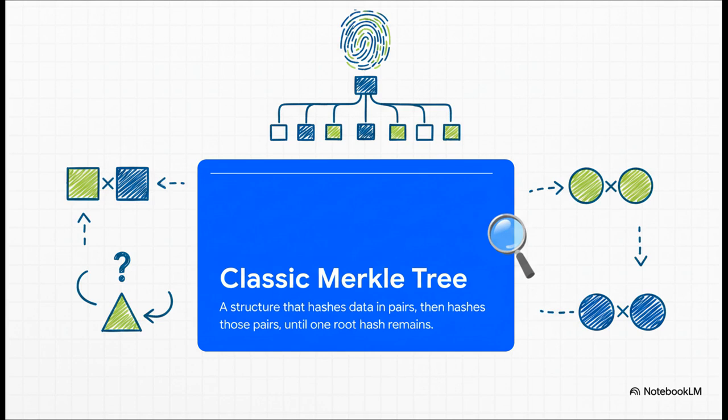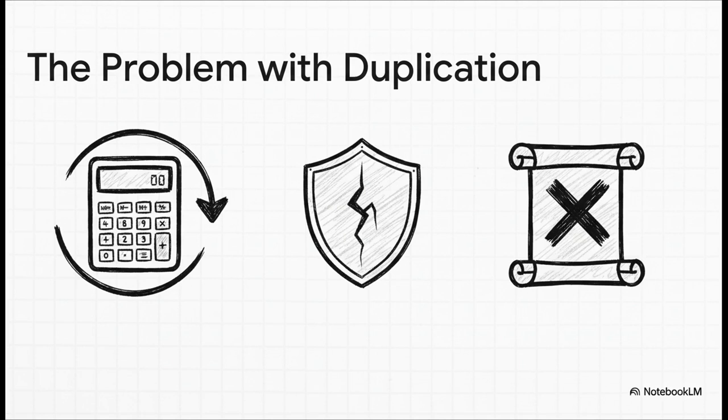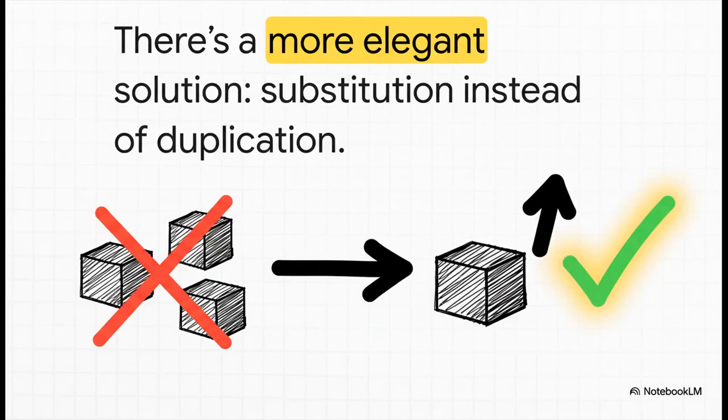But what if you have an odd number of items? Well, the old school solution is simple. Just duplicate the last item. That way, everything has a partner. But this duplication is wasteful. Plus, it actually creates a theoretical security loophole. Not great. So, what's the fix?